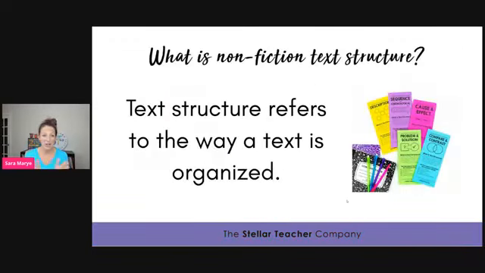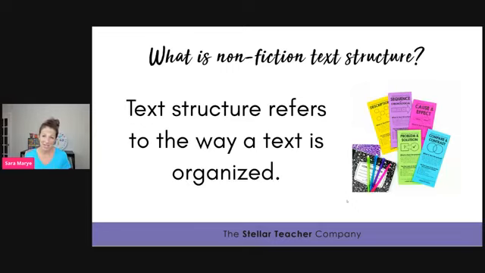So when we talk about text structure, it refers to the way a text is organized. And a funny little story: I started my teaching career as a 1st and 2nd grade teacher. I spent 4 or 5 years teaching in the lower grades. And then in the middle of one school year, my principal moved me up to 4th. It wasn't what I asked for. I wasn't planning on making the move. I ended up falling in love with it, and that's where I spent most of my teaching career.